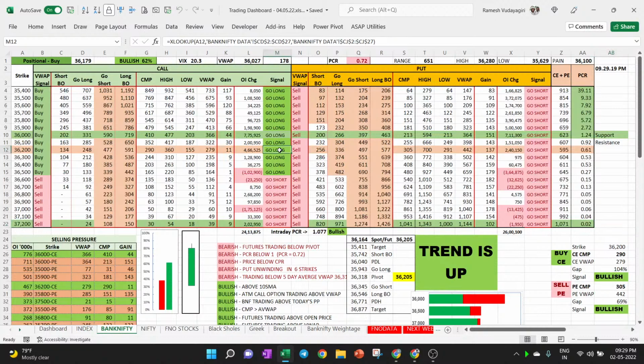So here there are several sheets. Whatever is marked in red, those tabs can be ignored. They are for backend data. So you can focus on what is relevant for you and ignore what is not relevant.